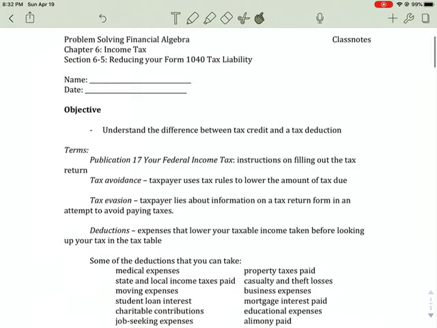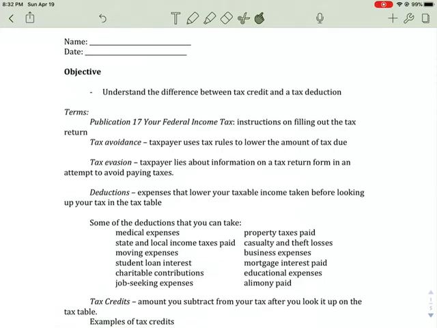All right, so we're trying to work on understanding the difference between a credit and a tax deduction. First of all, you're going to find all of this information in what is called Publication 17, your federal tax return. This is where you're going to find the instructions on how to fill out all of your different forms for your tax return.